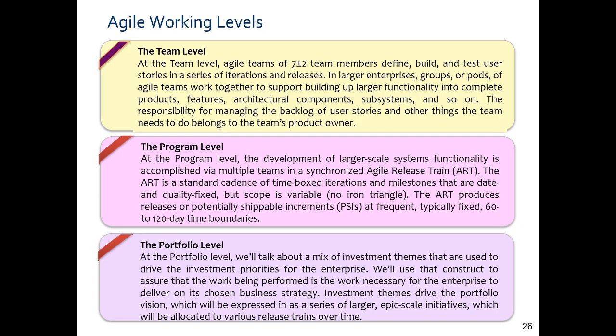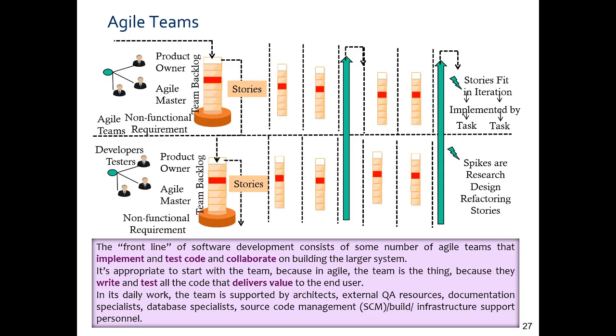So all this we have seen, isn't it? Team level, program level. Just see to it, ART is a specialized term, Agile Release Train, ART, right? PSIs, that is potentially shippable increments, right? We have to be careful about these two terms.